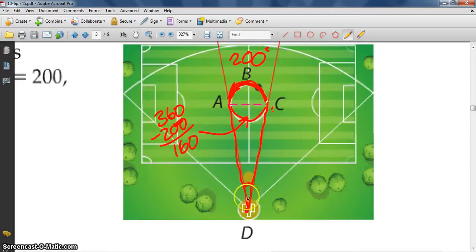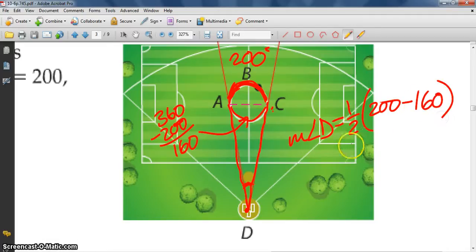Now our theorem and formula states that the measure of angle D is equal to half of the difference of the two intercepted arcs. So ABC, which is 200, and AC, which is 160. So subtract there, and you get 40. Take half of 40, and your answer is 20 degrees.